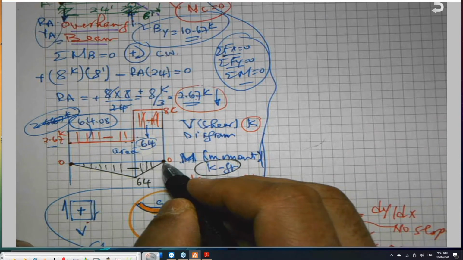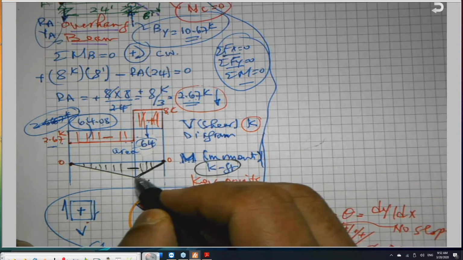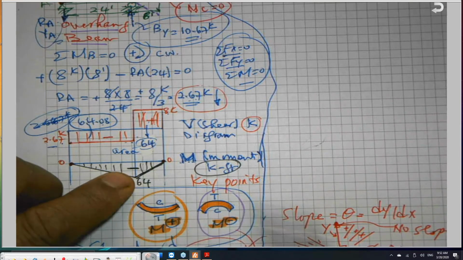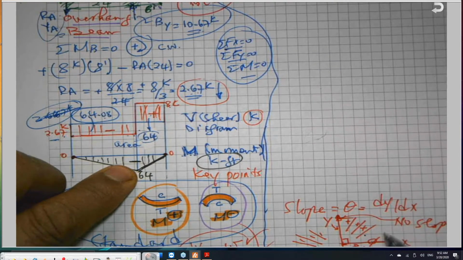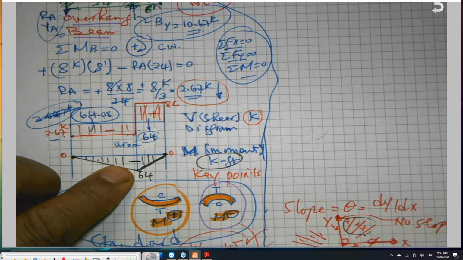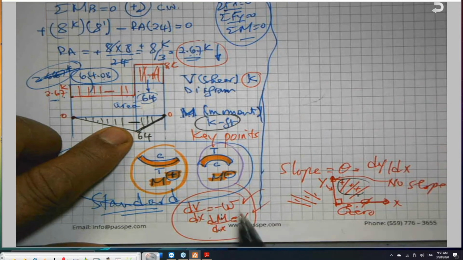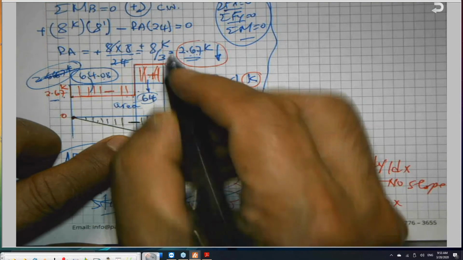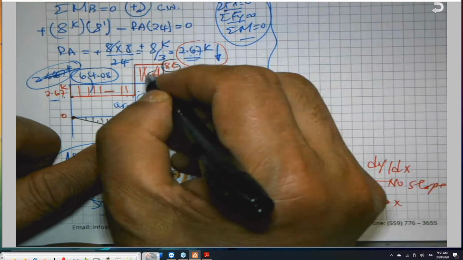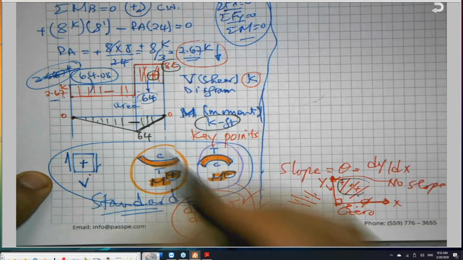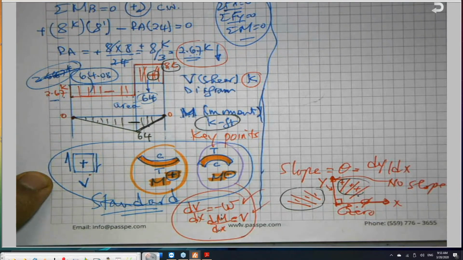This line here of the bending moment diagram, is it positive slope or negative slope? If you look at this, it has a positive slope. So dM/dx, this equation here, dM/dx is equal to V. The slope of this line is positive because the shear is positive. You see that? This line here is negative because the shear is negative.